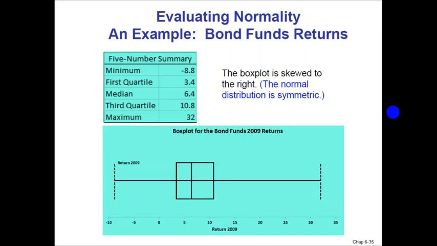Example to evaluate the normality. So let's use the bond fund return data to check the normality. From this set of data, you are given a finite number of summary. You can plot the box plot. From your box plot, you see that this is actually not normal. The data is skewed to the right.